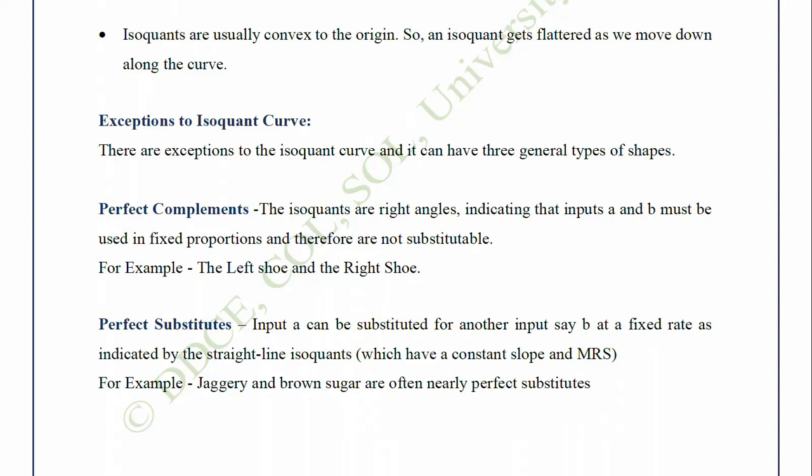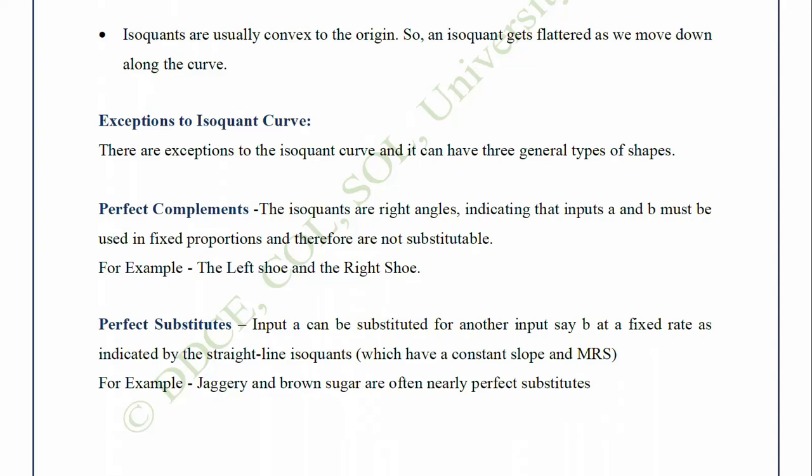Exceptions to isoquant curve. There are exceptions to the isoquant curve, and it can have three general types of shapes. 1. Perfect complements. The isoquants are right angles, indicating that inputs A and B must be used in fixed proportions and therefore are not substitutable. For example, the left shoe and the right shoe.